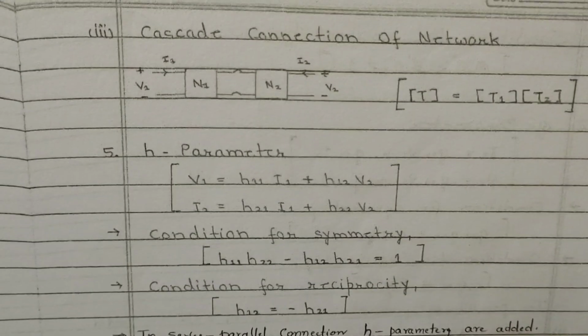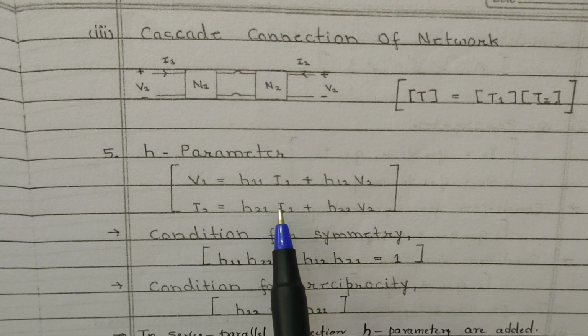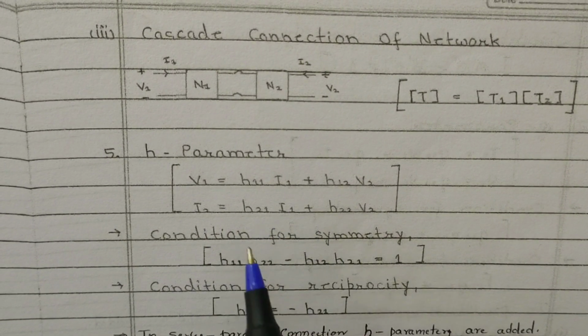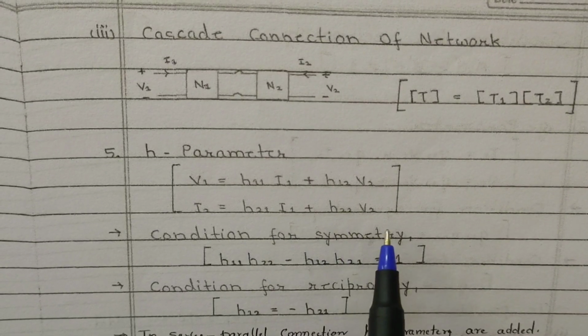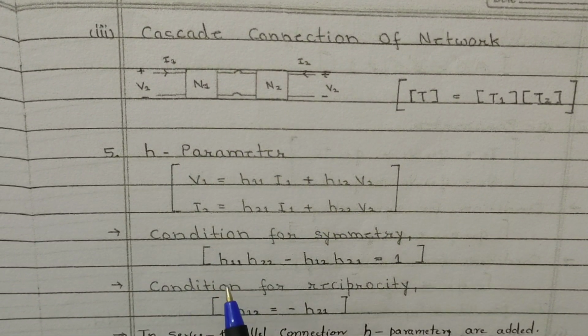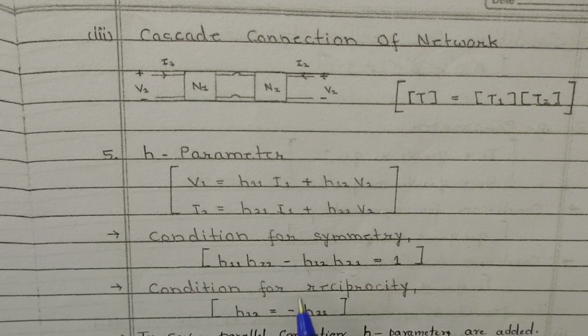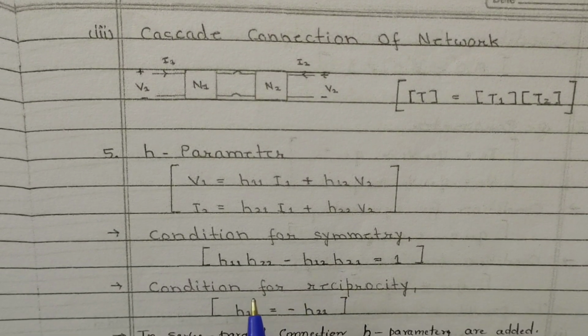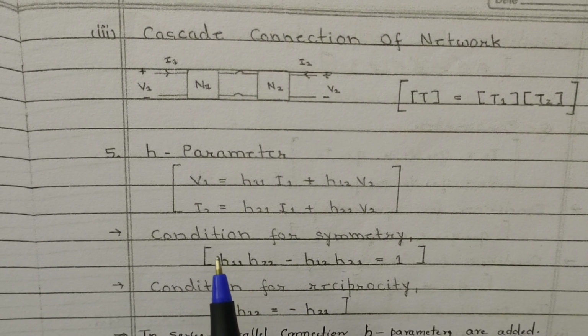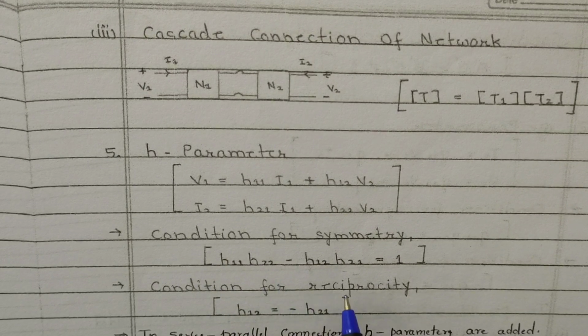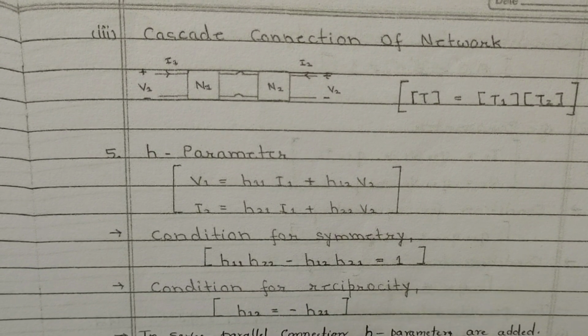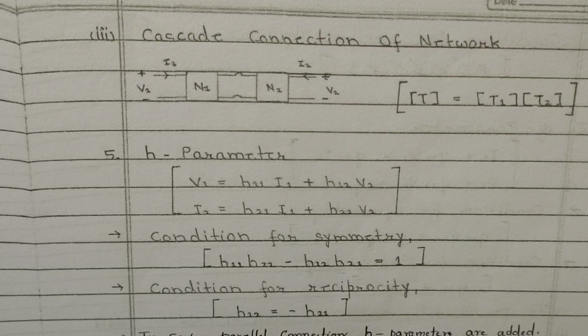H parameters, here V1 is equal to H11 I1 plus H12 V2. I2 is equal to H21 I1 plus H22 V2. Please remember these equations. The condition for symmetry is that the determinant must be equal to 1. The determinant is h11 h22 minus h21 h12, equal to 1. The condition for reciprocity is h12 equals minus h21.